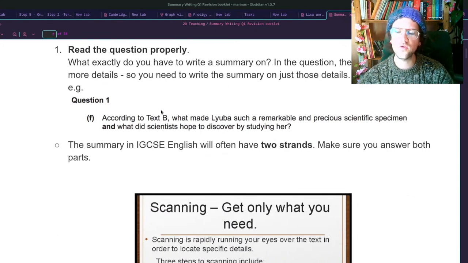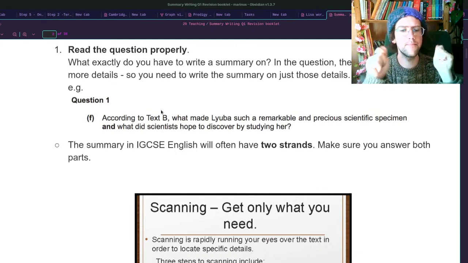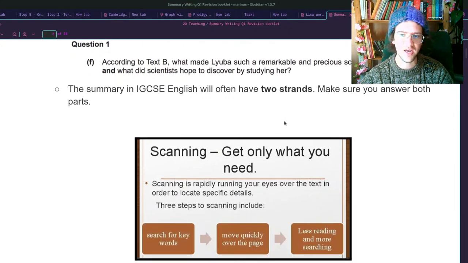So it says, according to text B, what made Luba such a remarkable and precious scientific specimen, and what did scientists hope to discover by studying her? So what you're going to do is take two color highlighters, okay? And you're going to highlight the points about what made her a remarkable and precious scientific specimen. Then in another color, you're going to highlight what scientists hope to discover by studying her.